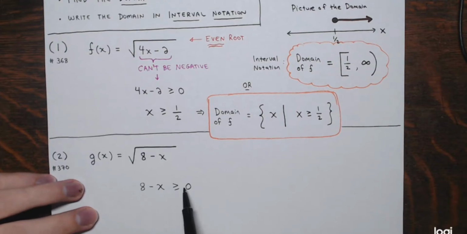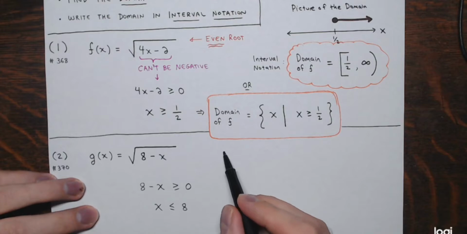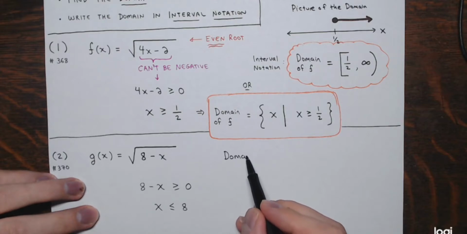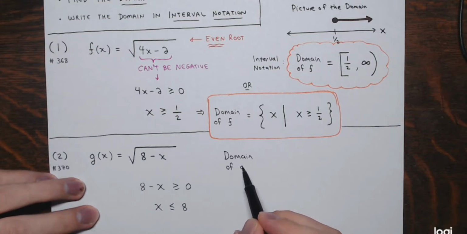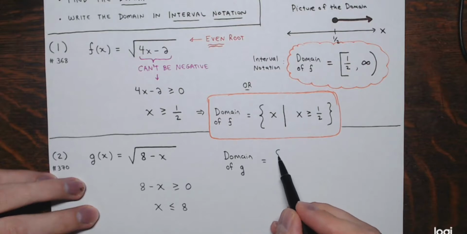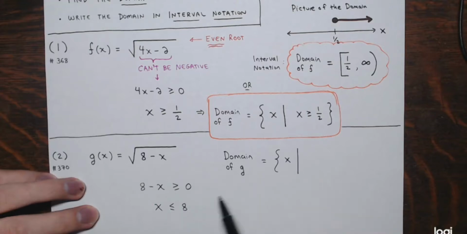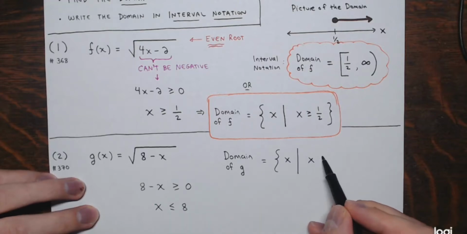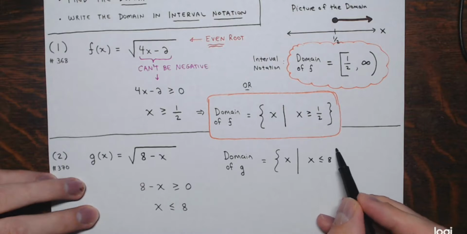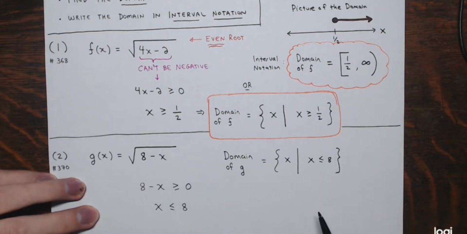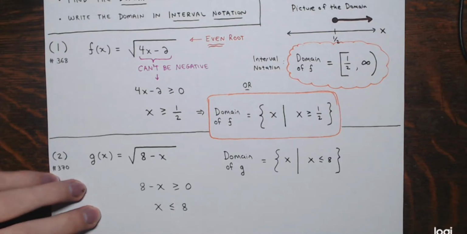Then I could simply add x and then switch sides. We get x is less than or equal to 8. Right? So the domain of this function g, right, the domain of g is, I can plug in any value for x I wish, as long as x is a number less than or equal to 8. Right? Because if I plug in a number greater than 8, I'll be taking an even root of a negative number, and that's bad. That's not real.